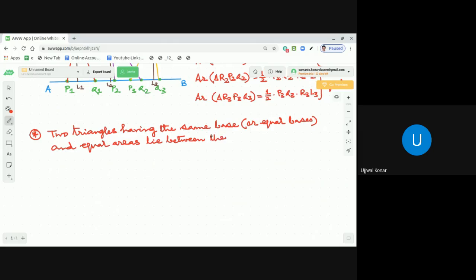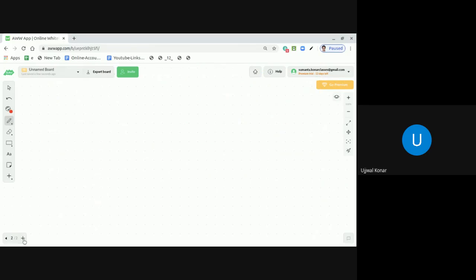Lie between the parallels. Okay, so that is the converse of the theorem, and this is also true. You can prove it also. Now, I'm going to solve one problem together, and the problem is to show that the median of a triangle divides it into two triangles of equal areas. It is an important statement, and we are going to prove it.